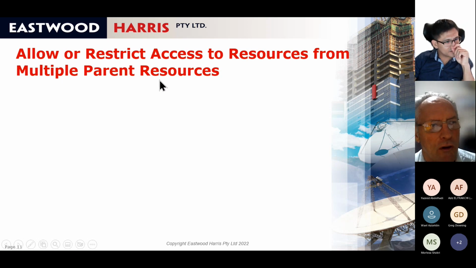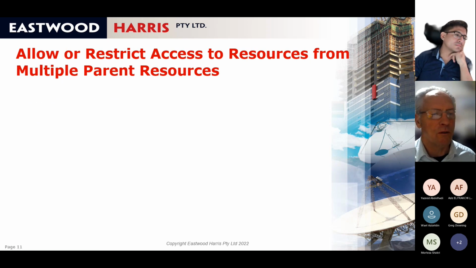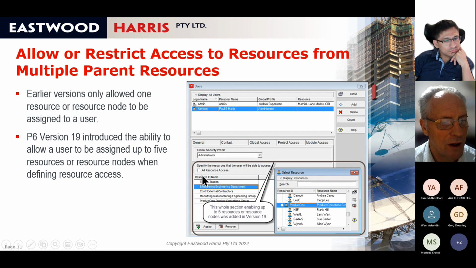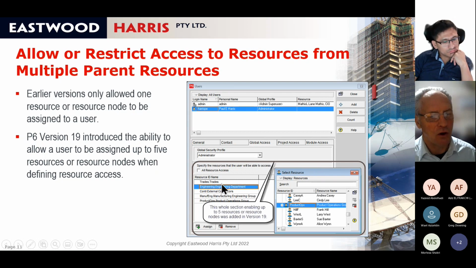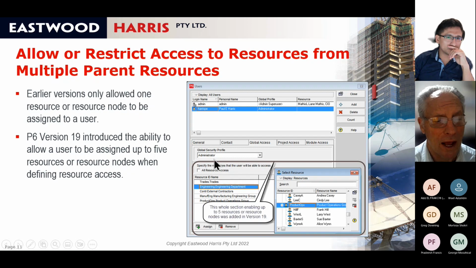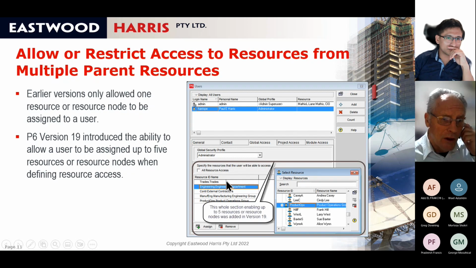Next thing is allow or restrict access to resources from multiple parent codes. In the old days, when you create a user, the user can have access to one resource node or all resources. Now, when you create a user, you can give the user access to up to 5 resource nodes. In the old days, you could just have one node, whereas now you can have up to 5 rows. And that, again, I think is very useful. It allows you to give a user access to different parts of the database.